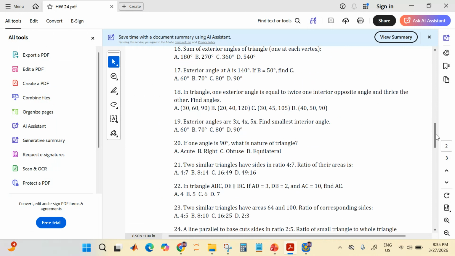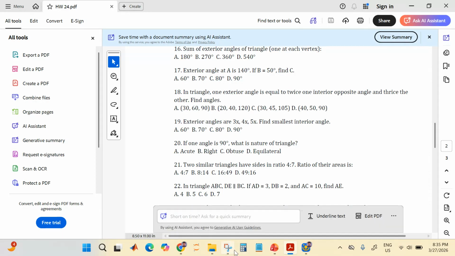Okay, 15, then 18. In a triangle, one exterior angle is equal to twice one interior opposite angle and thrice the other. Okay, a similar kind of question.